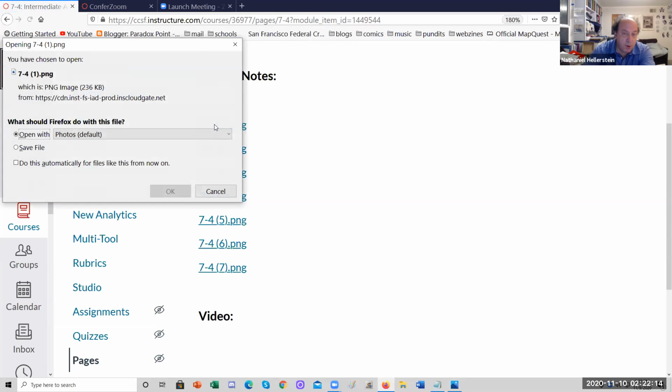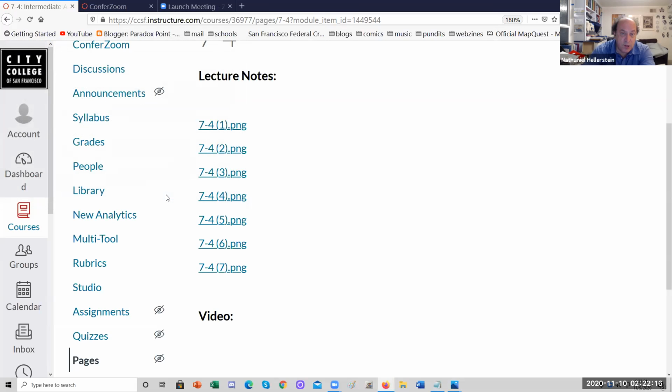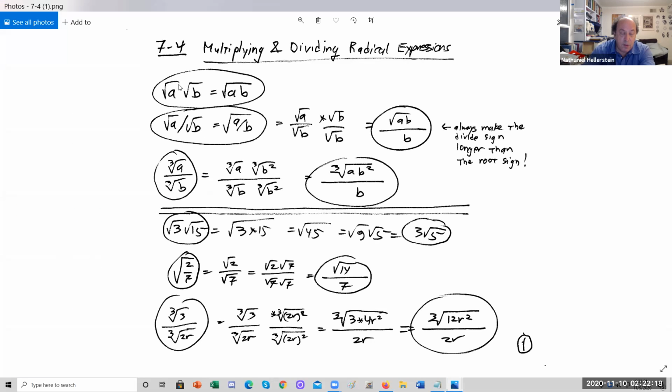7/4 is about multiplying and dividing radical expressions. Okay, it's simple enough. A product of square roots is the square root of the product. A ratio of square roots is the square root of the ratio. And we can simplify this a bit by multiplying numerator and denominator by root b. The point being that this means the denominator just becomes b.